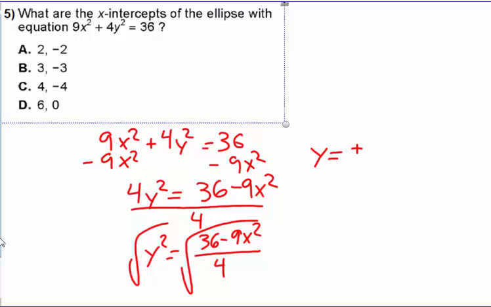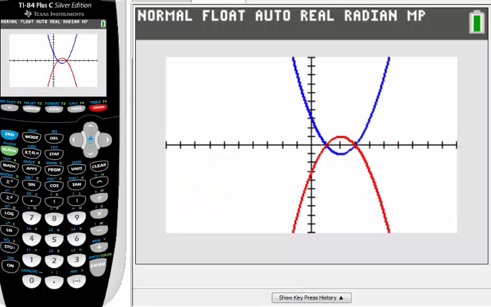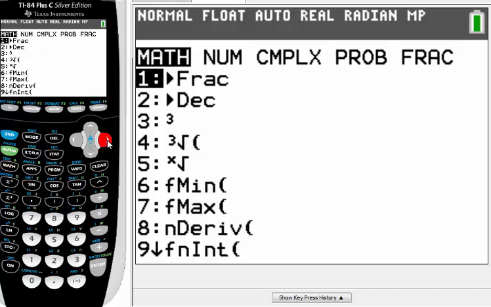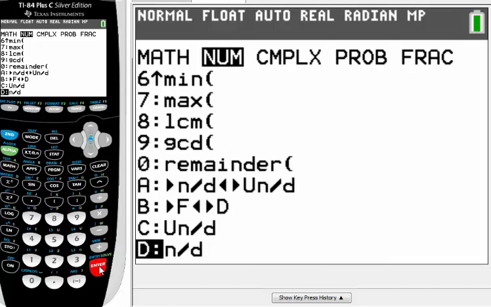There is another way to solve this, and I'll show you after we do it this way. So we take the square root, we've got to put plus and minus in. So we can go to our calculator and graph this, and we will see where it crosses the x-axis. After I go through this, we'll go over how to do it by hand.